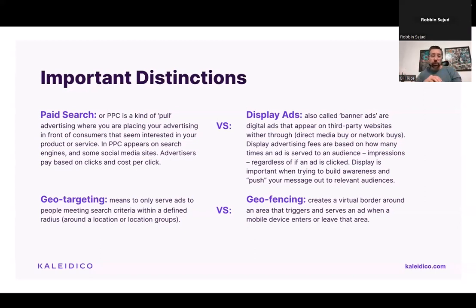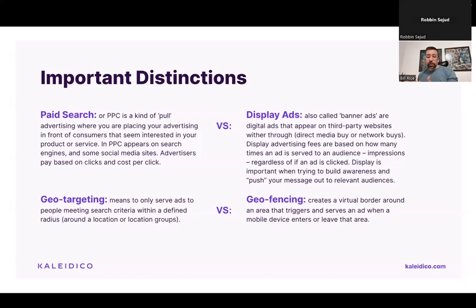Geo-targeting, this is also a common misunderstanding. Geo-targeting is something that we can do inside of Google Ads. Again, we're framing down on a particular geographic location, which has all kinds of great benefits, and there are a lot of different strategies on why you would do that. Geo-fencing is a little bit different, and it often works with display ads. It's putting a virtual border around a geographic location, and then as people move in and out of that, we're actually triggering that ad, that display.